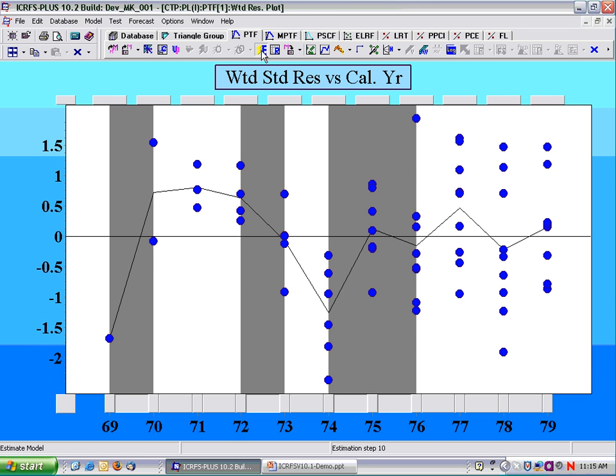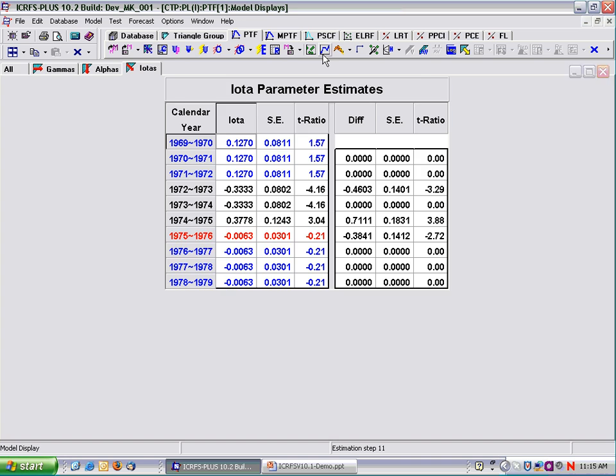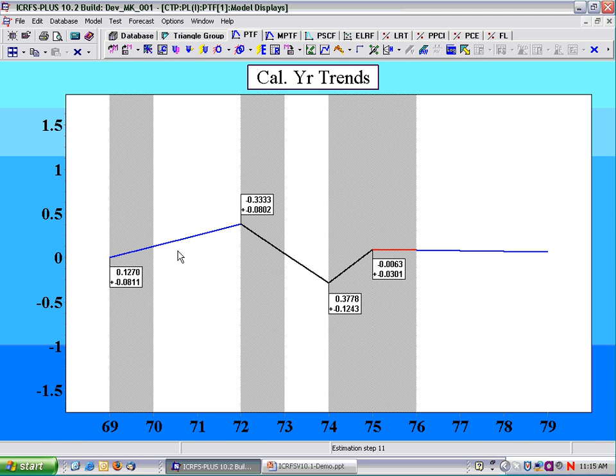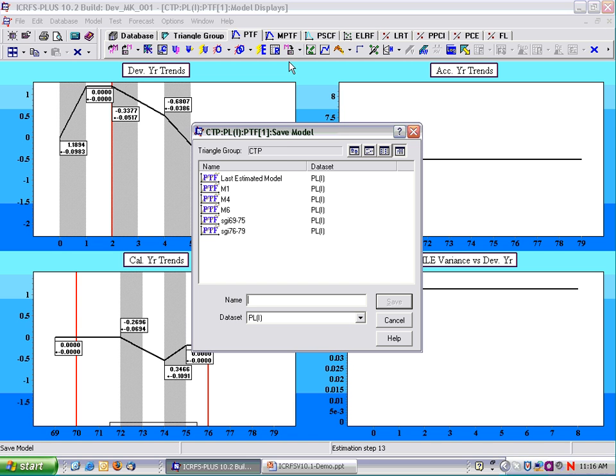Okay, let's estimate that. Let's change the regression table to the IOTAs. Let's look at the model display. And now you can see that it goes up, down, up, and relatively flat. If you now optimize, this is what you get. Okay, so basically the first trend is 0, the last trend is 0, you've got a drop, and then an increase. And let's save this model as, say, good.